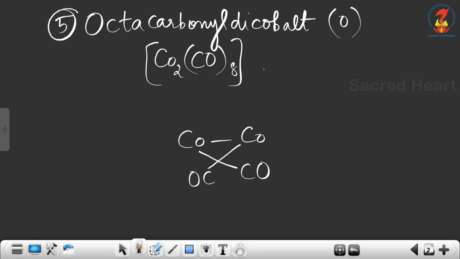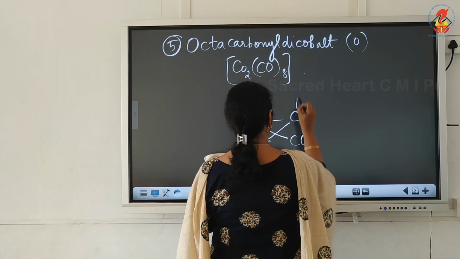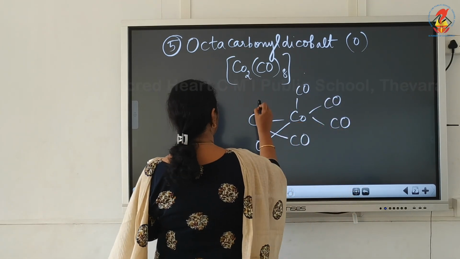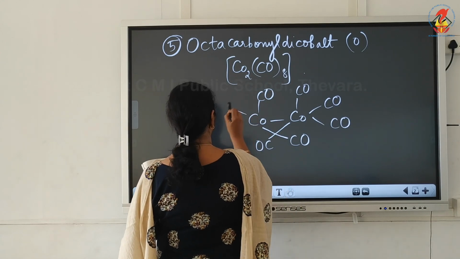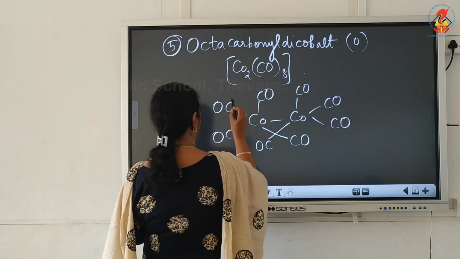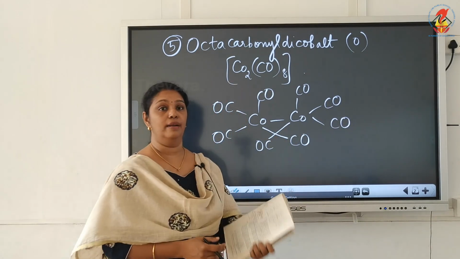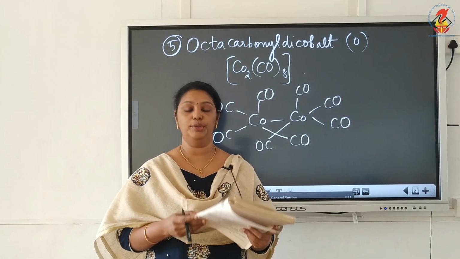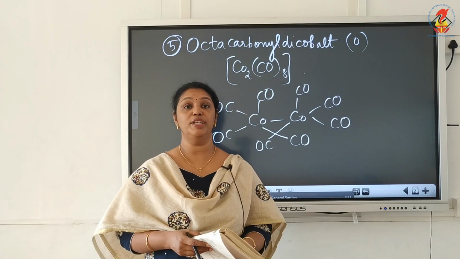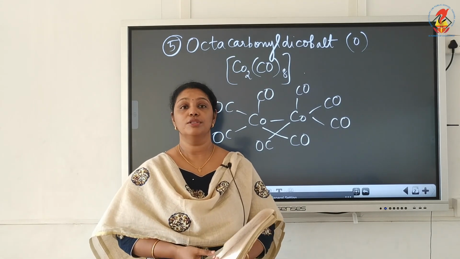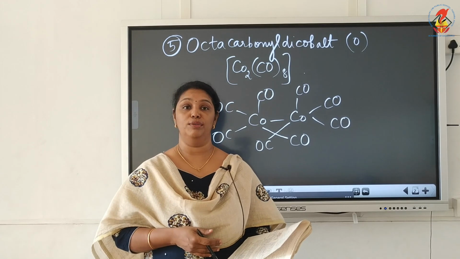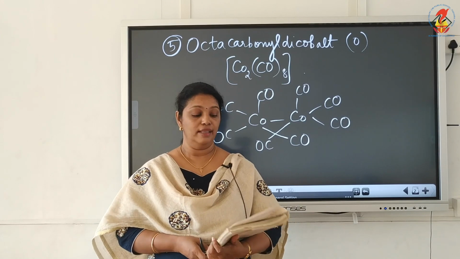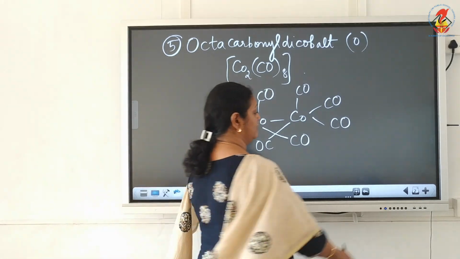Now the other carbonyl groups are arranged in this form, that is CO, CO, CO. Here we have carbonyl groups CO, CO and CO. Now you can see a total of 8 carbonyl groups. So this is the shape of octacarbonyl dicobalt(0), in which the cobalt-cobalt bond is bridged by 2 carbonyl groups. So these are the 5 carbonyl compounds that you have to study with their shapes. Now next, let us see the bonding in metal carbonyls.